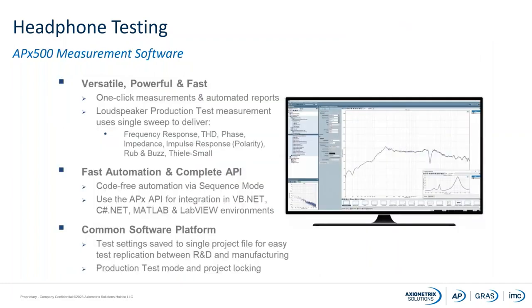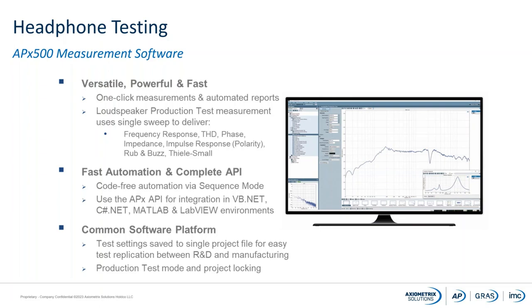So this analyzer, such as any other AP analyzer, is meant to be used with the APx500 software from Audio Precision. And the software is very versatile and powerful, and will allow you to do one-click measurements and get fully automated reports. The basic package of the 517 comes with different measurements, and one of them is called Loudspeaker Production Test.